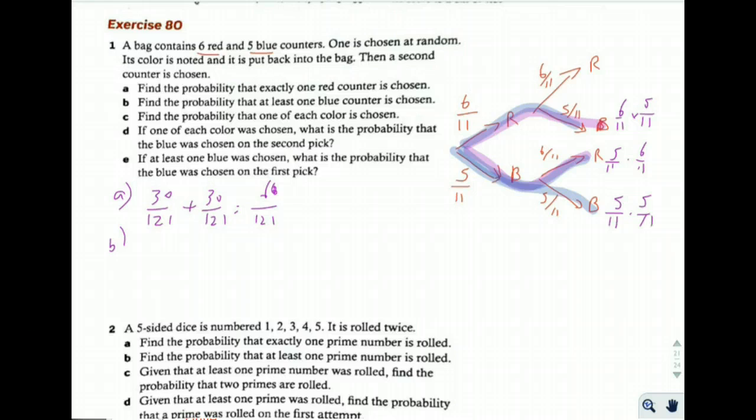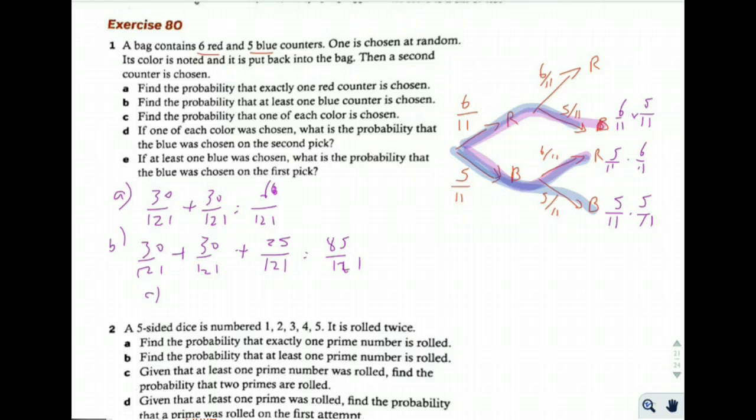5/11 times 5/11. So we have 30/121 plus 30/121 plus, and this last one is 5/11 times 5/11, which is 25/121. So that is equal to 85/121. Okay.